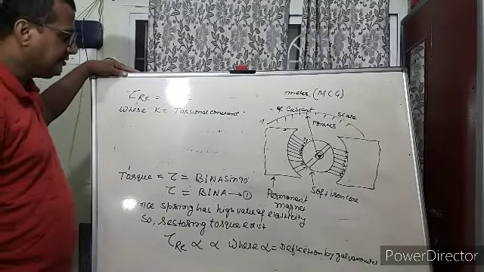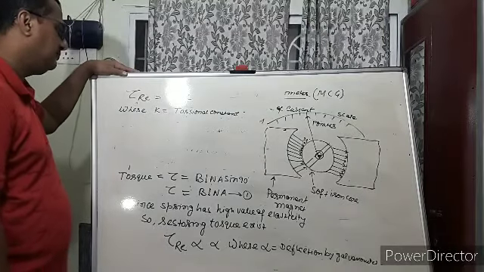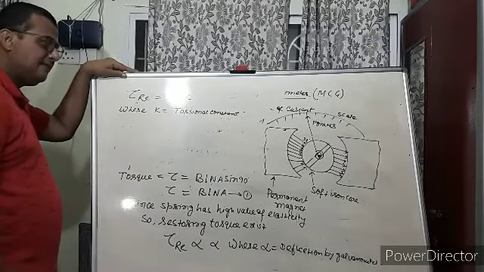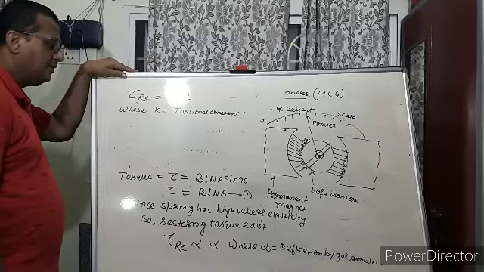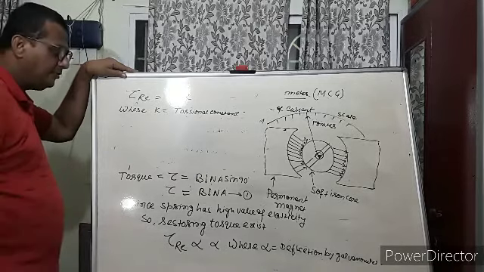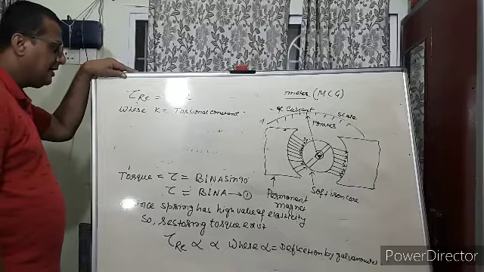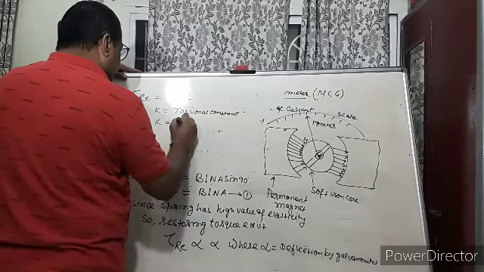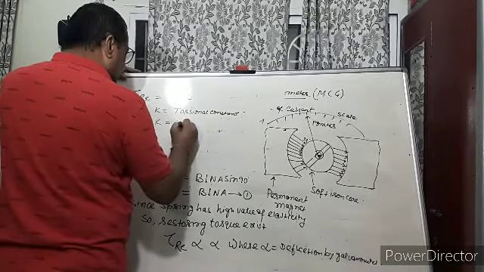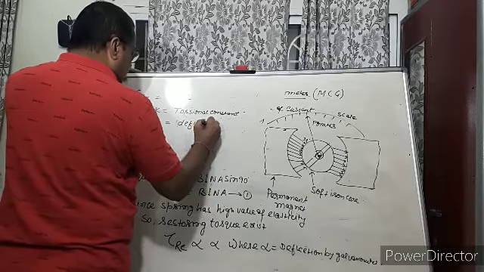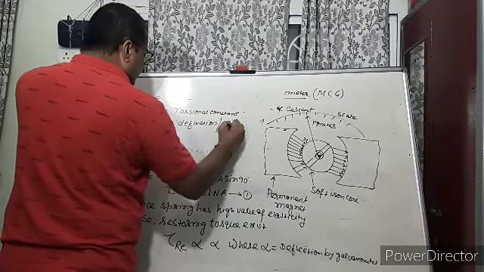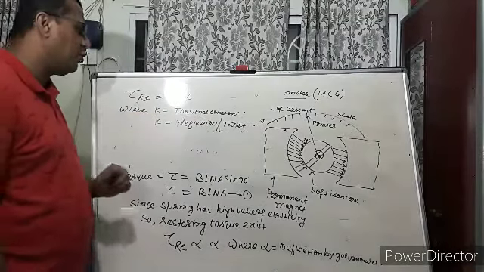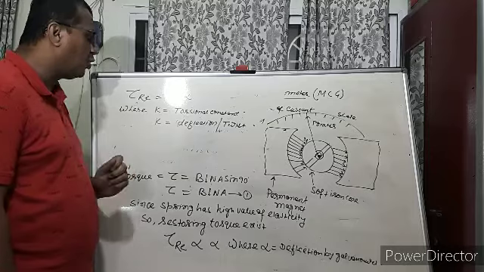Generally, the spring is made of phosphor bronze. It has high elasticity, so K has a finite numerical value. So K is taken as deflection per unit twist. Once more, K is called the torsional constant.